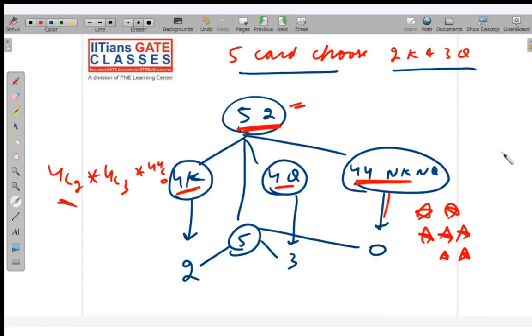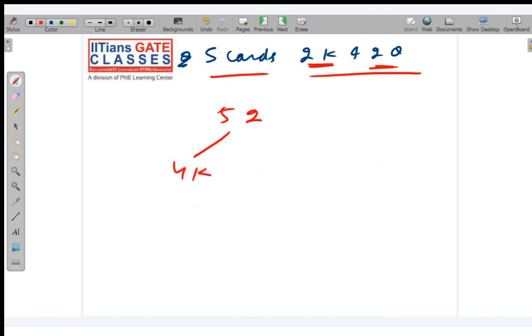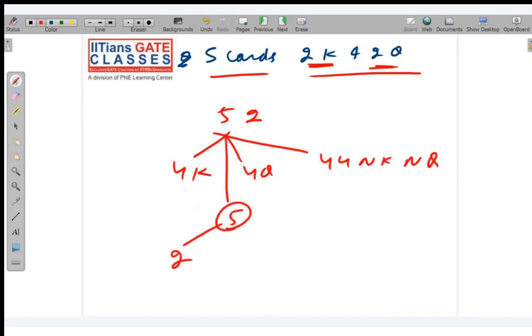Done, sir. Okay. Next is 5 cards, 2 kings and 2 queens. That will create a very big problem. So now we want to pick 5 cards, out of which 2 kings and 2 queens. So how will you do it? 52 cards, 4 kings, 4 queens, 44 non-king, non-queen. And how many do I want to pick? 5. 2 here, 2 here.